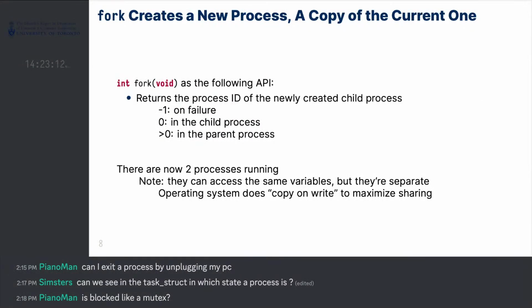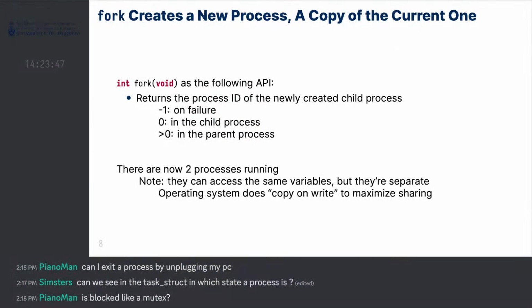You might think the system call is called clone. Well, it is, but for reasons, the API you will use to actually clone a process is called fork. It creates a new process, which again is an exact copy of the current one. You might see it returns an int, and it takes 0 arguments. Its API is as follows. It returns the process ID of the newly created child process. So -1 means it didn't create a new process and it failed.